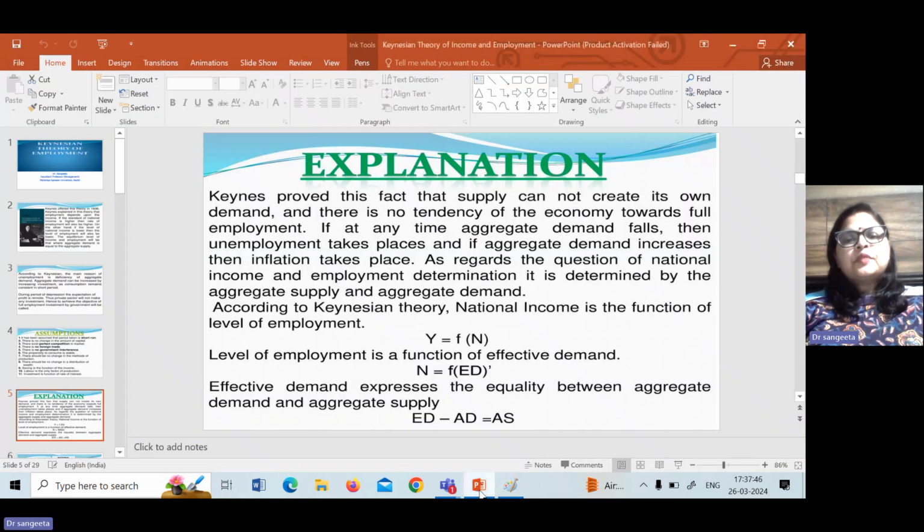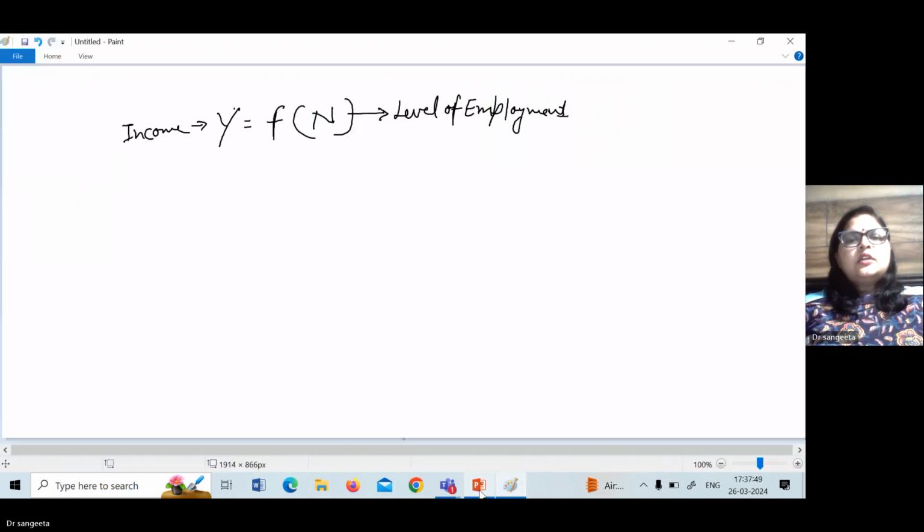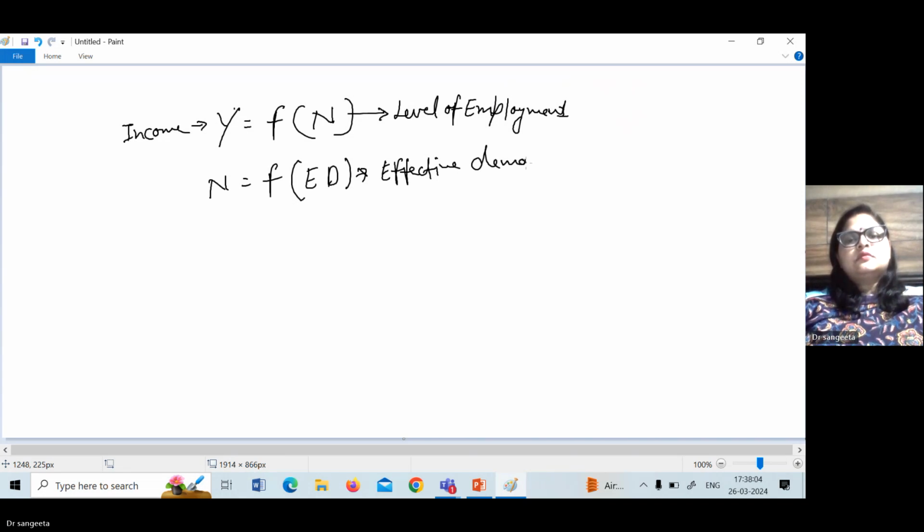Here you can see, the level of employment N is a function of ED. ED means effective demand. Effective demand means where aggregate demand is equal to aggregate supply.